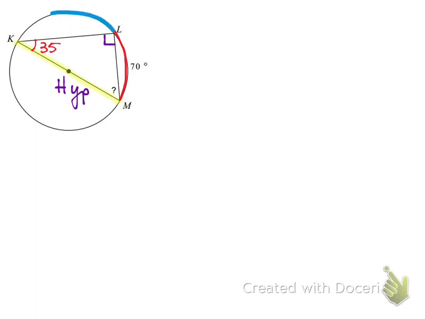I've also seen people find this arc, which is the intercepted arc for the question mark. How do you find the intercepted arc? 180 minus 70, because this arc is 180 degrees. This is 110. So divide by 2, and that makes 55. Yep. So either way you had done it, you'd get 55. Both are correct. Okay?